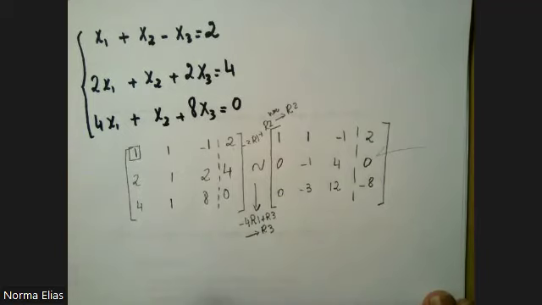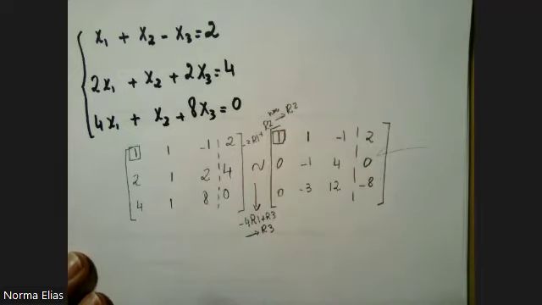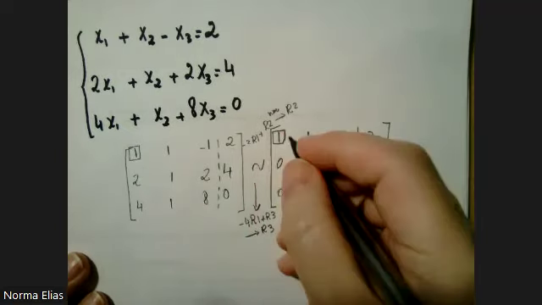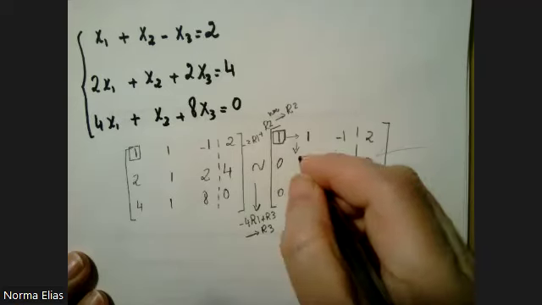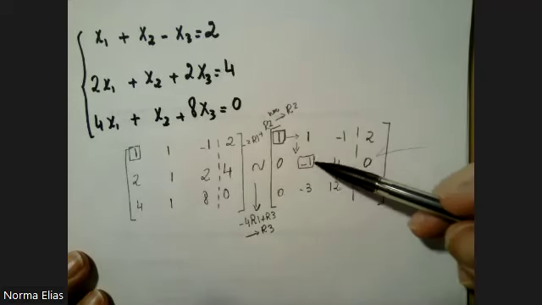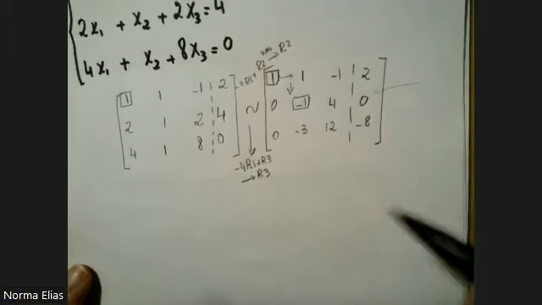Okay? All right, now I keep going. This is a 1. I'm fine here. Everything's 0. I have a leading entry here. I need to use it to make what's below it to be a 0. All right, and let's do that.